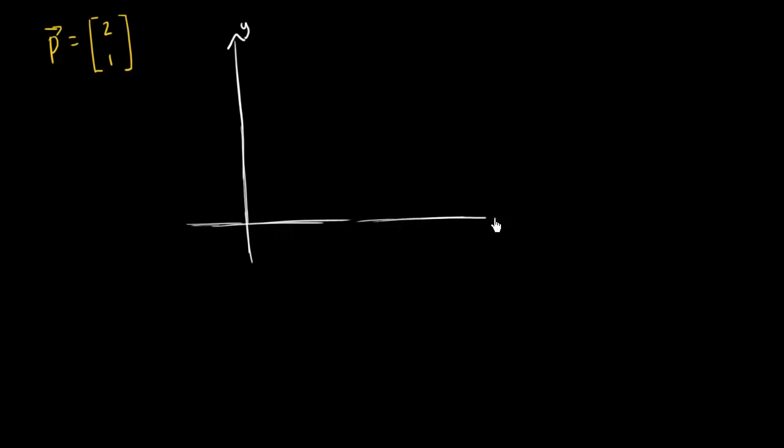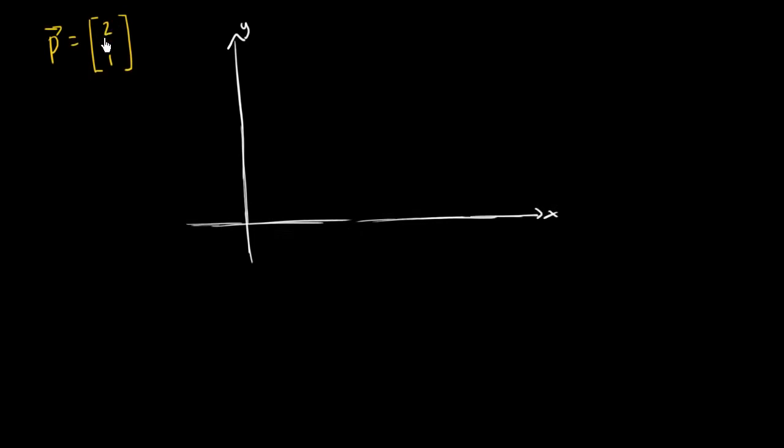Let's say that we've got a position vector p, and it is equal to, or represented as, a column vector right over here, 2, 1. So if we wanted to plot this, and that's what I will do, let's plot it. So if we were to plot it, that's my y-axis. This right over here is my x-axis.